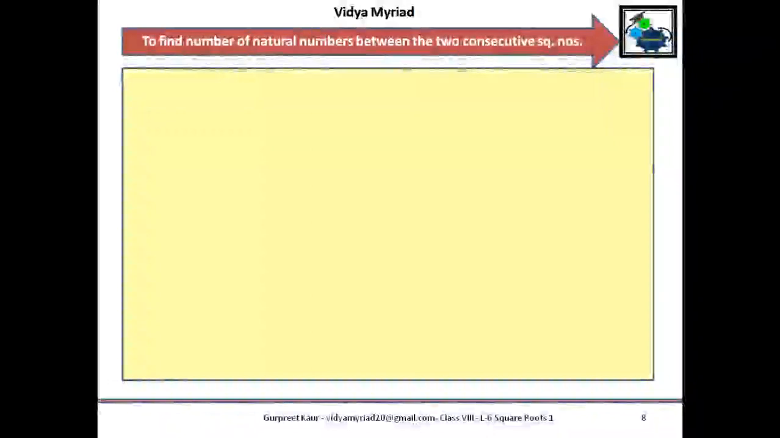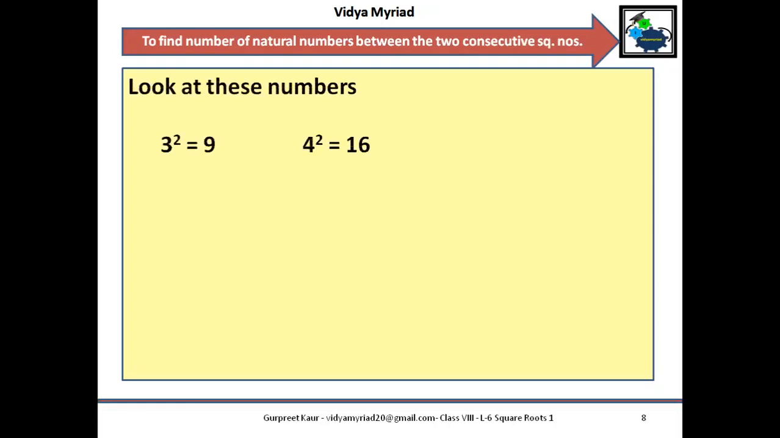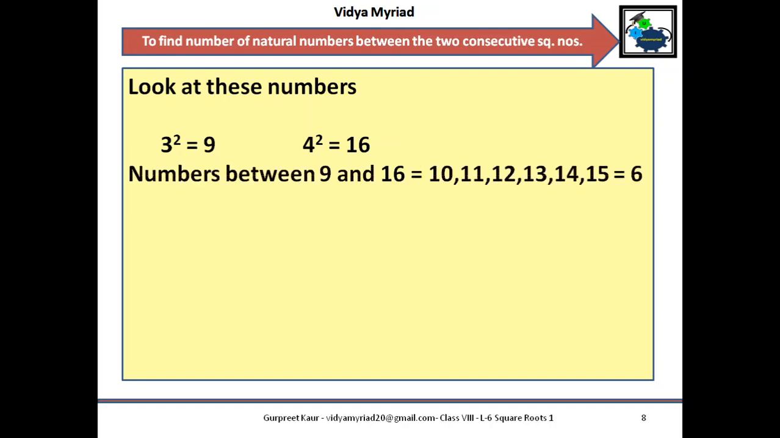Now, my question is to find the number of natural numbers between two consecutive square numbers. Now see, I have 3 squared and 4 squared. Both 3 and 4 are consecutive numbers. You have to find the natural numbers that lie between 3 squared and 4 squared. If I calculate, 3 squared is 3 into 3, that is 9. 4 squared is 4 into 4, that is 16. The numbers which lie between 9 and 16 are 6.